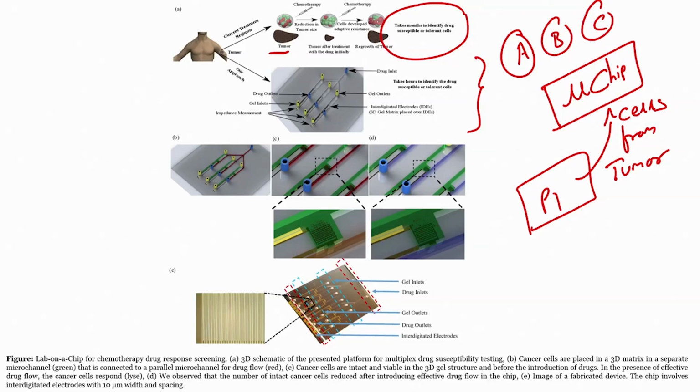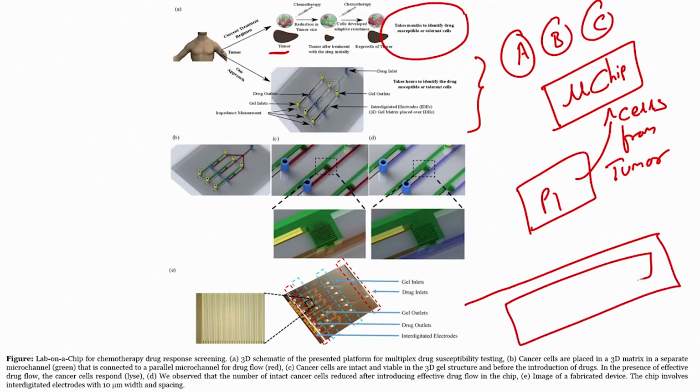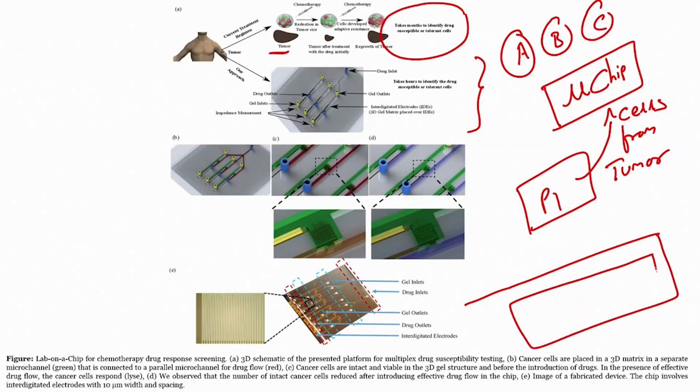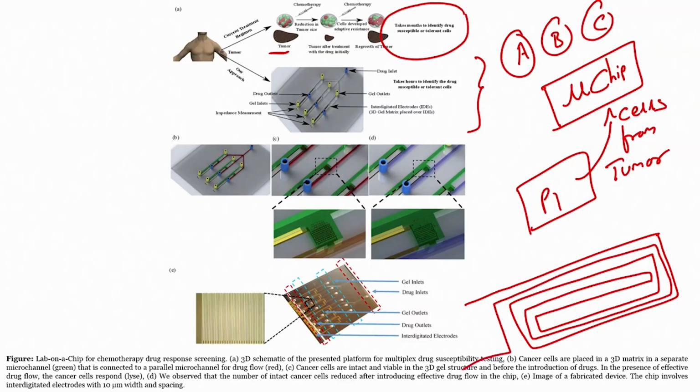So, if you see here, there are gel inlets, drug inlets, and impedance measurement. Because the idea here is, when you load the cells they would die, because it is not at 37 degrees centigrade. That is why the bottom of the chip is nothing but our heater.